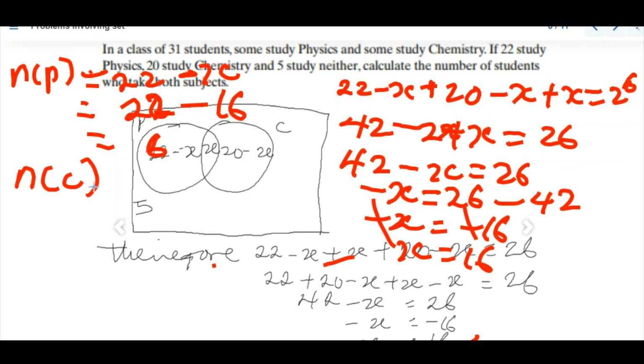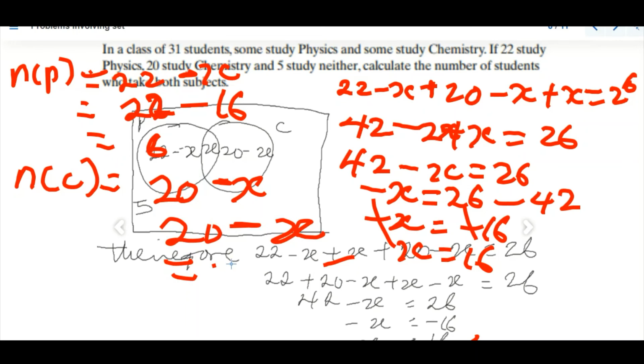Now for chemistry, it's going to be 20 minus X. What is X? X is 16. So we have 20 minus 16, and that is 4. So 4 students study chemistry only, 6 study physics only, while 16 actually studied the two of them together. So this gives us the solution to the question we have here.